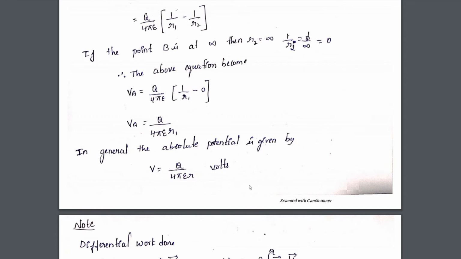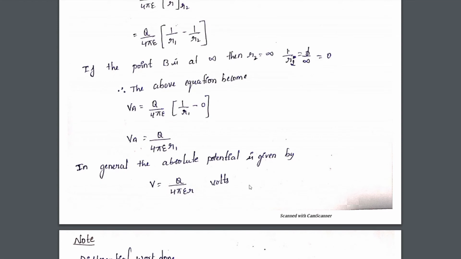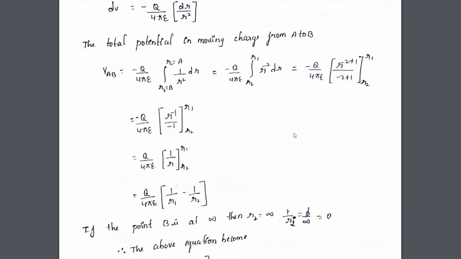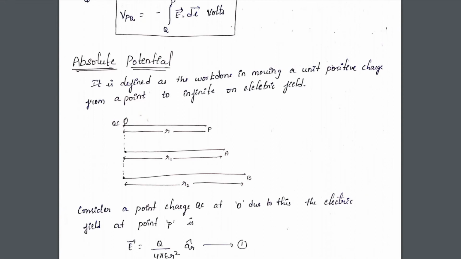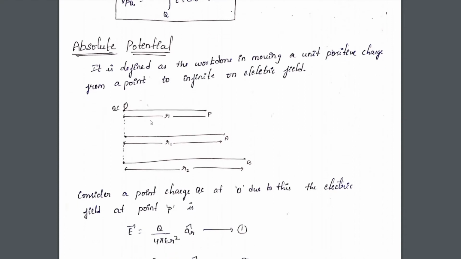So what we are calculating in the last one, once again I'll repeat here. We are calculating absolute potential. So what is this absolute potential? It is nothing but the work done in moving a unit positive charge from one point to infinity in an electric field. So in order to derive this, at point O you place a charge of Q coulombs.